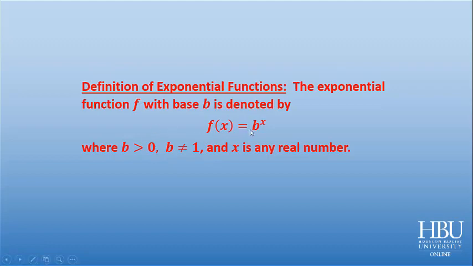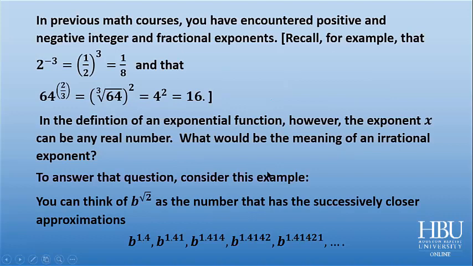So the base is a constant number. The exponent is a variable for an exponential function. In previous math courses, you've encountered positive and negative integer and fractional exponents. Recall, for example, that 2 raised to the power minus 3 is the same thing as 1/2 raised to the power 3, or 1/2 cubed. That would be 1/2 times 1/2 times 1/2, which is 1/8.